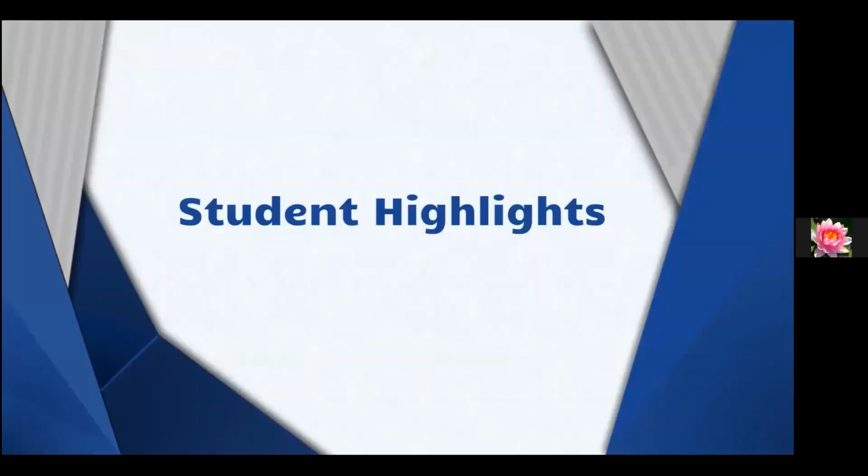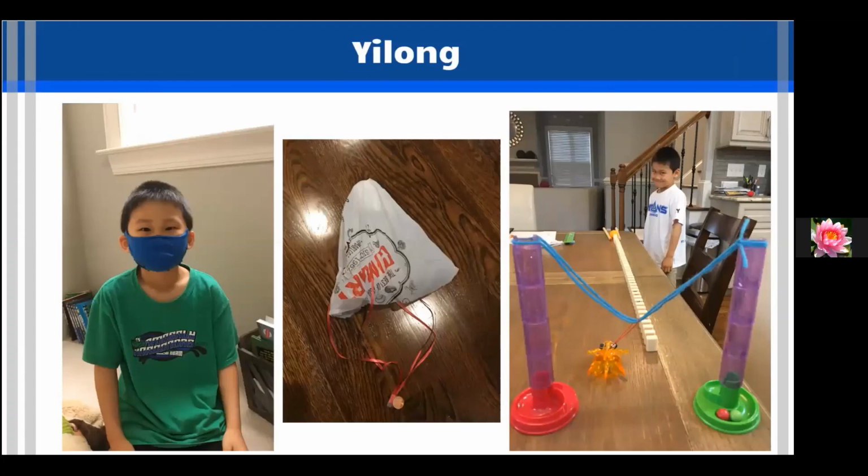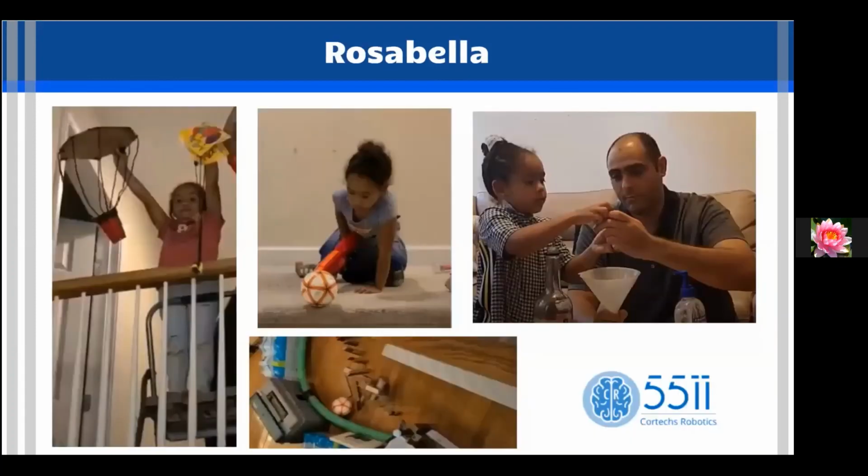So next, we're just going to go through some of your creations that you guys have been making throughout the last 5 weeks, and they're really cool. So let's take a look at them. So the first couple are by Elon. He made a mask, he made a parachute, and he made a really, really cool Rube Goldberg machine. So good job, Elon. Next, we have Rosabella. She made 2 parachutes, a really cool Rube Goldberg machine, and she also made hand sanitizer.